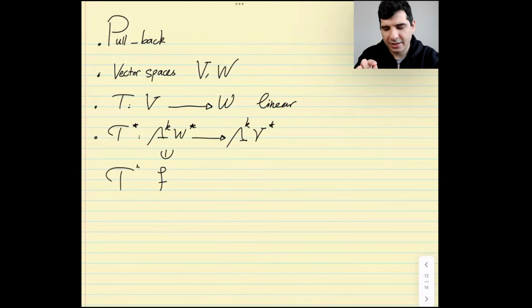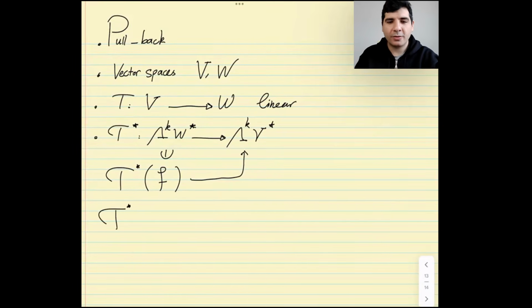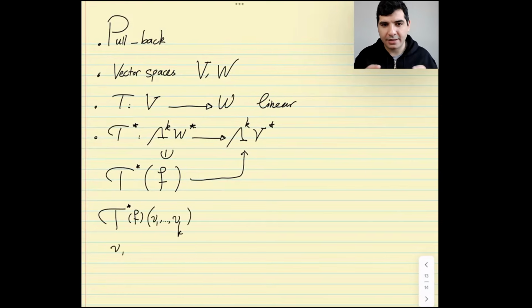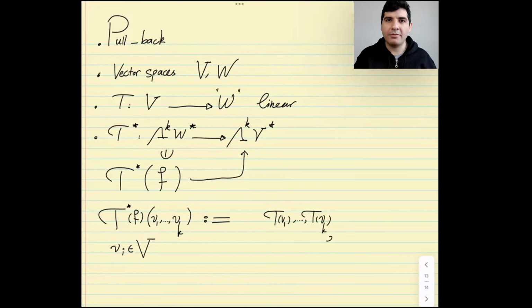Pick a k-form f on W. I should define T star of f. It would be a k-form on V. So in order to tell you what T star of f is, I should define its value on any ordered set of k vectors v1 up to vk, where each vi is a vector in V. I define this to be the following. T of v1 is a vector in W, T of v2 is a vector in W, etc., up to T of vk. Now here we have k vectors in W.